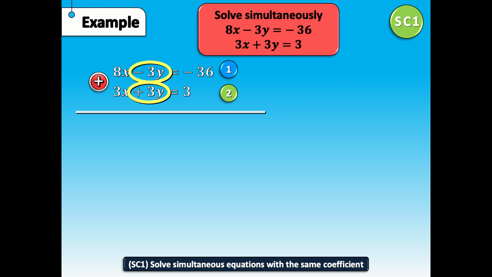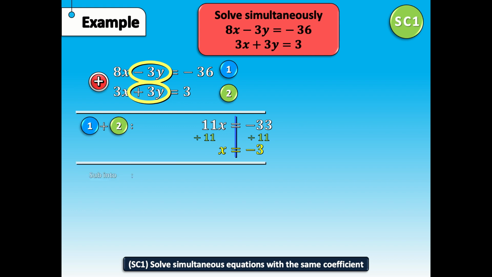So 8x plus 3x is 11x. And minus 36 plus 3 is going to be minus 33. The y's will cancel each other out because I'm adding them together. So now to find out what x is, I divide both sides by 11. So x equals minus 3.